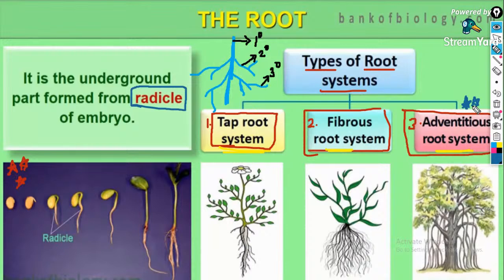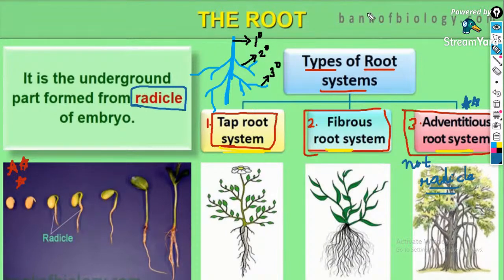Those roots which develop from any other parts of the plant other than the radicle, you call them adventitious roots. So adventitious roots are not developed from the radicle, but from any other parts of a plant, and you will call it the adventitious root system. Okay, next is the fibrous root system.